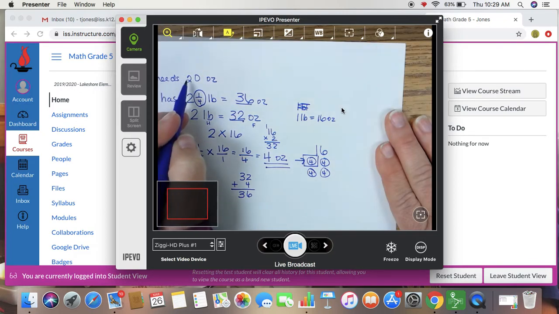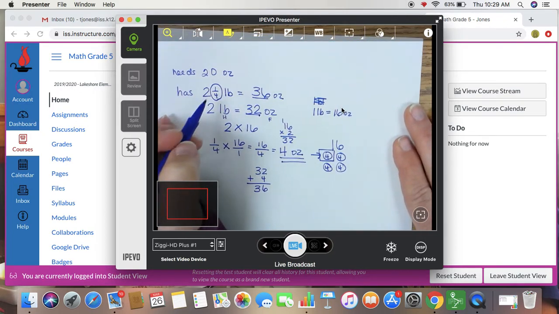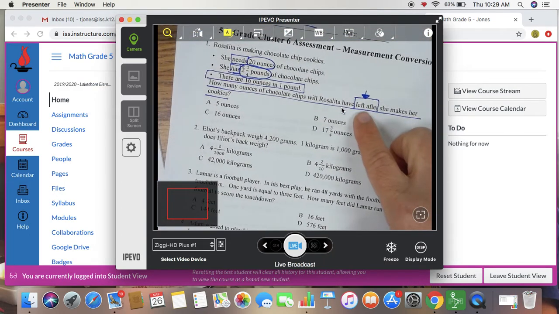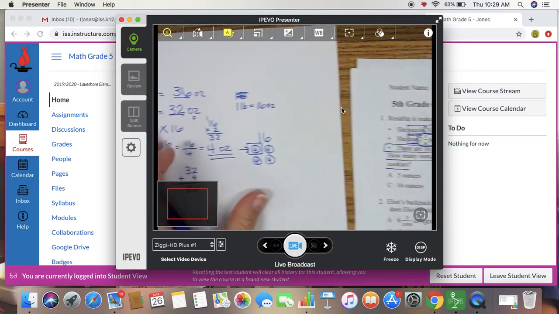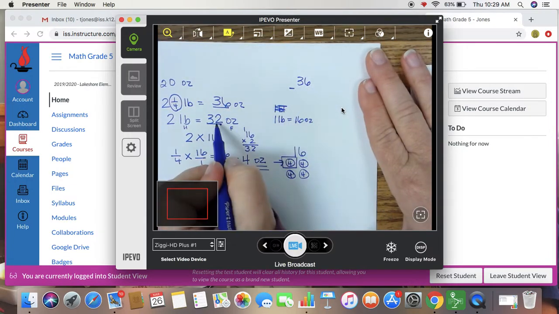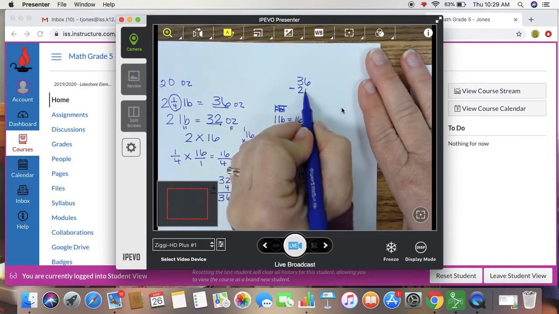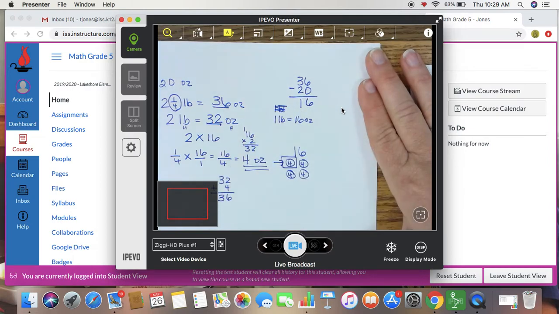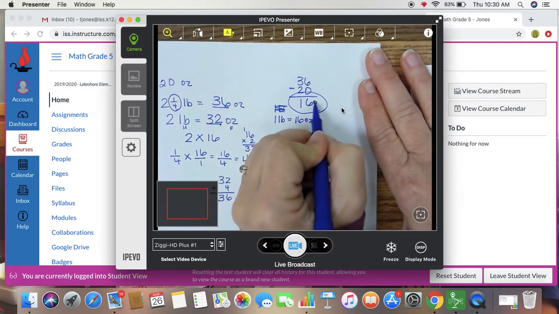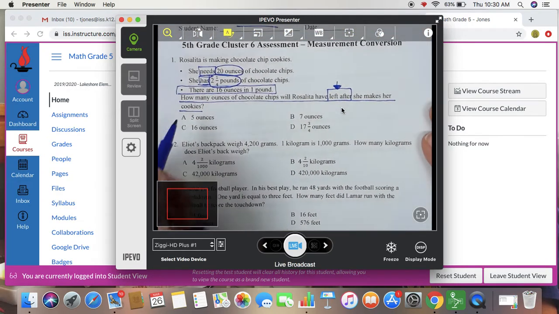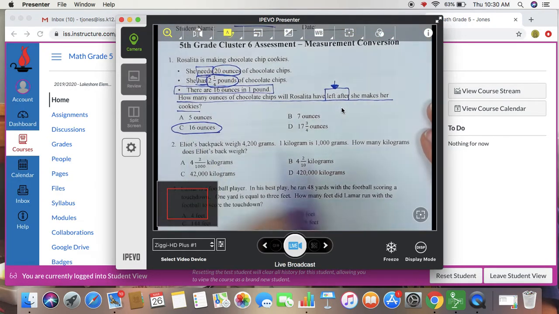She needs 20 ounces. So in order to figure out what I have left, and remember that was the key word, what's left after I finish, we're going to take those 36 ounces and subtract what she needs. Subtract 20. 6 minus 0 is 6. 3 minus 2 is 1. So left over, she has 16 ounces. So let's take a look at our answer choices. She has 16 ounces left over. Okay.